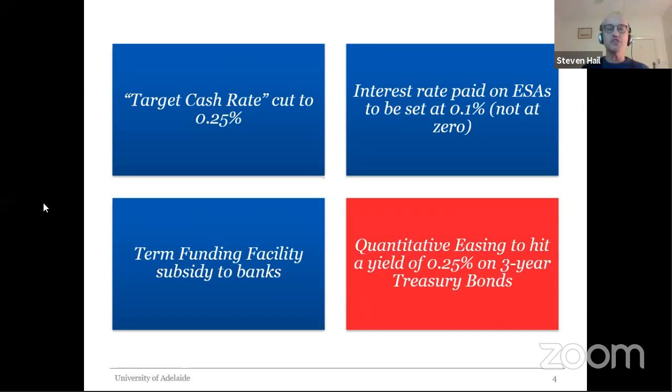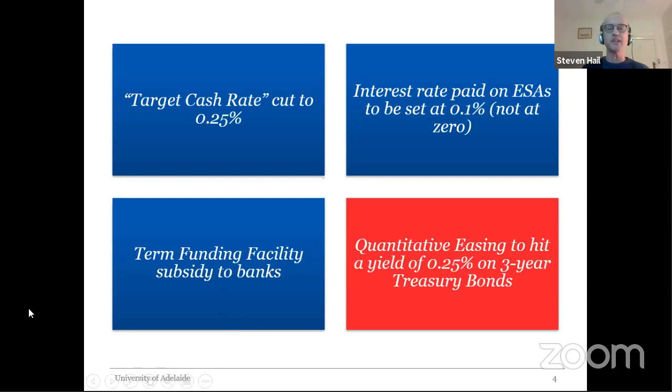Well, that ought to have meant that once they cut the target cash rate to 0.25%, they shouldn't be paying interest at all on bank exchange settlement account balances. But they've given the banks a little bit of a subsidy, you might say, in that they've not cut the interest rate they pay on exchange settlement account balances down to 0. They've cut it to just 0.1%. So not 0.25% below the target cash rate, but 0.15% below the target for the cash rate.